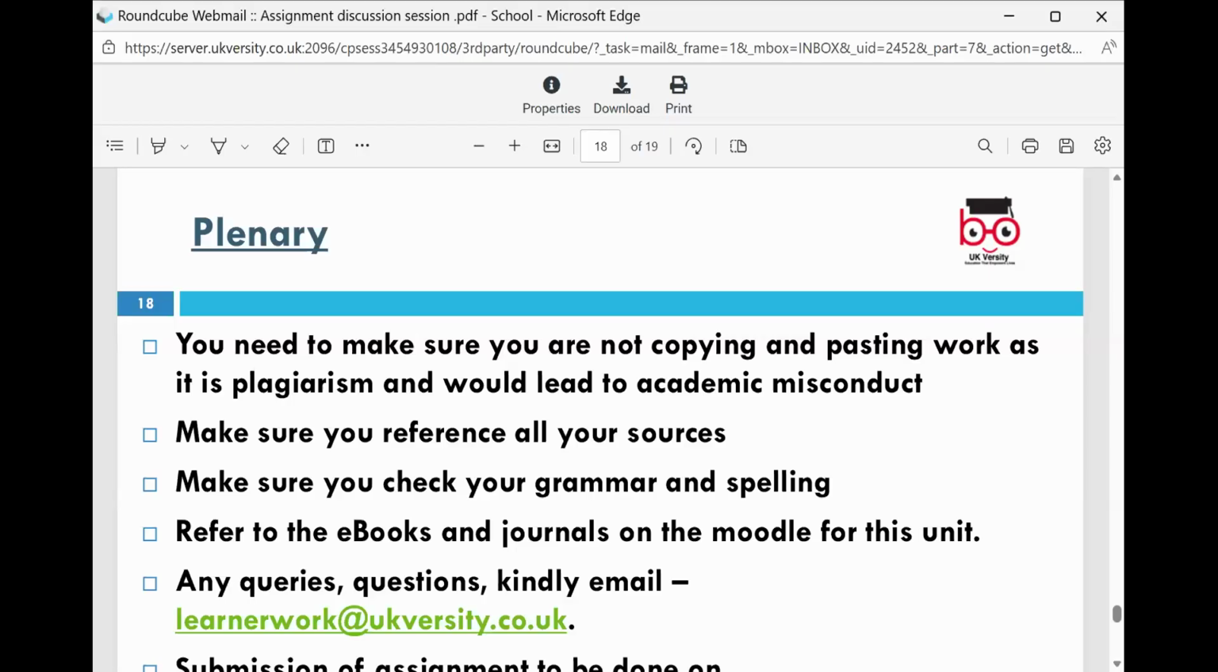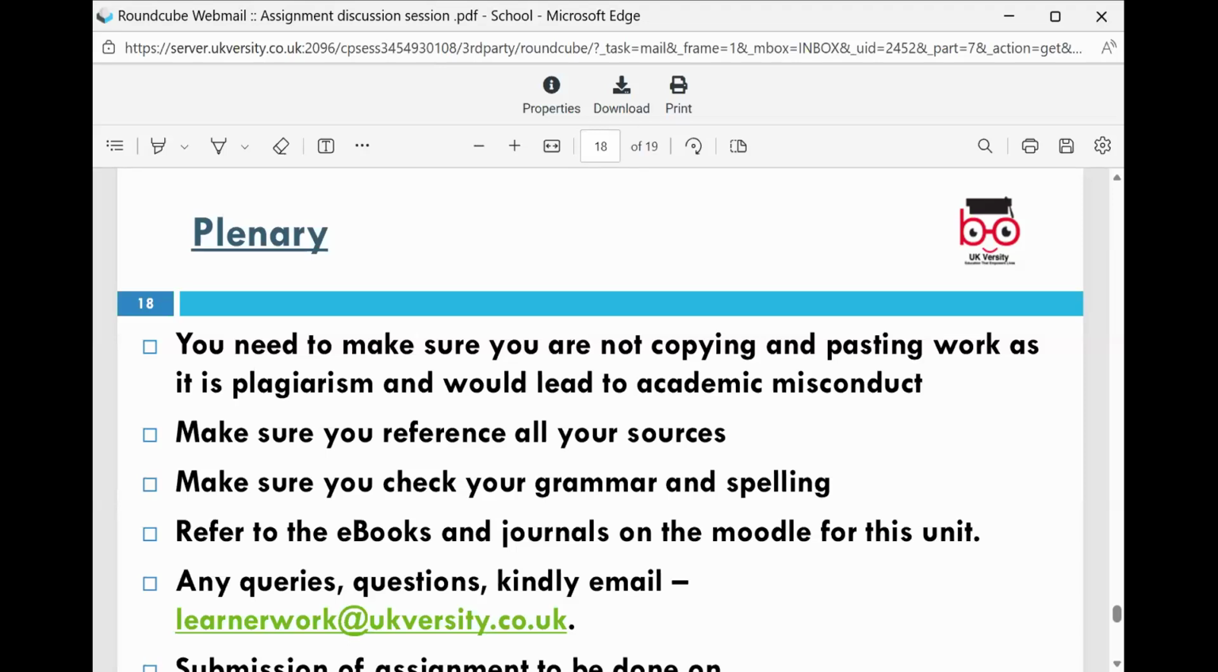And also on Moodle, there are videos available on how to submit the assignment. So make sure you are not copying and pasting your work, as it's plagiarism and would lead to academic misconduct. And make sure that you are reading the policy for academic misconduct as well, and making sure that your guidance is there in regards to it. Make sure you reference all your work, any sources, any diagrams, anything like that. Make sure you reference them.